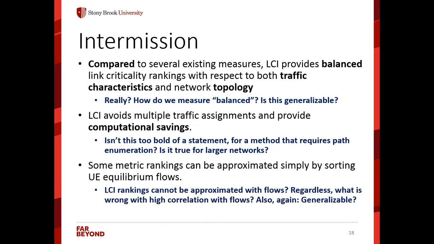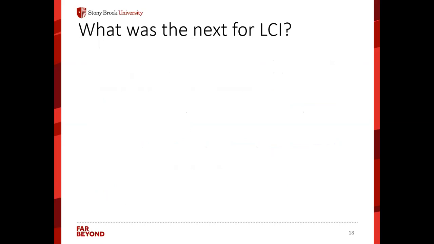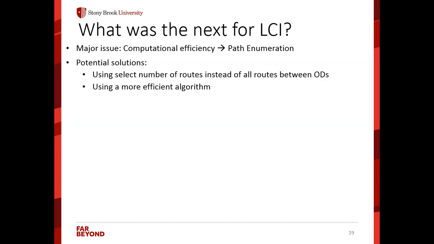And LCI rankings, like we show that for the Sioux-Falls network there is very little correlation with the flows. But is it wrong? What if really in the networks the criticality is highly correlated with the flows? And also, is it generalizable? So this is kind of a story of how we moved on with our criticality index research. And the major issue that was next for us: there's a computational efficiency problem. We know that path enumeration is very ugly as the network gets larger and larger. So we came up with two potential solutions.